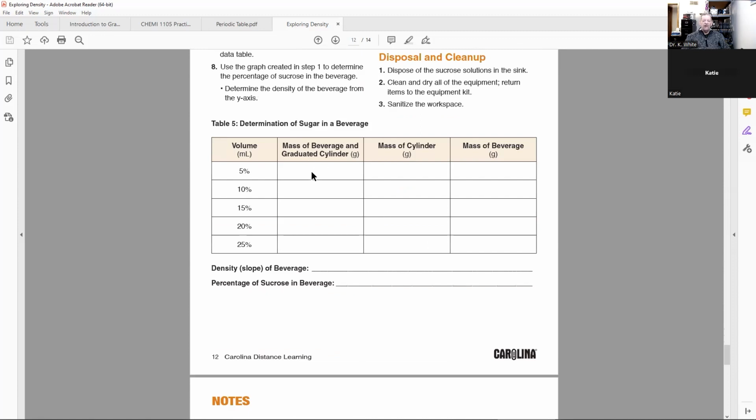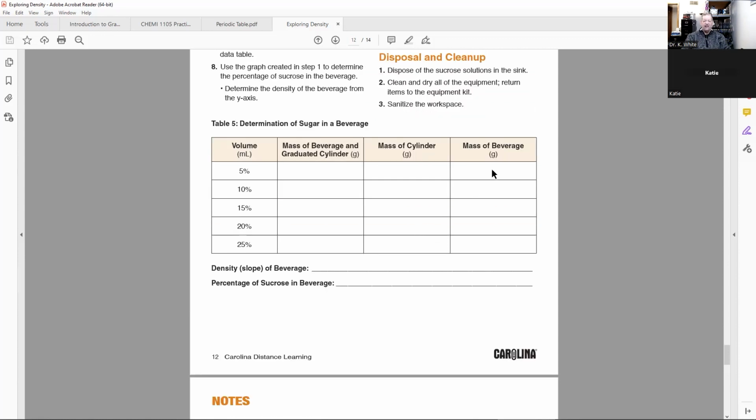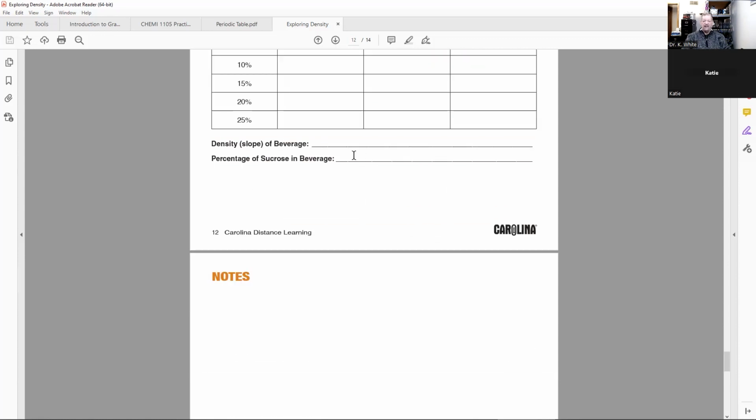For the 5, 10, 15, 20, and 25, the mass of the cylinder will still be the same. You measured it earlier. You'll measure the 5% solution. I'll put 5 milliliters in here. The 10%, you'll put 10, and then so on. And then you'll get the weight, and you'll graph it just like I showed you. And the density is the slope.